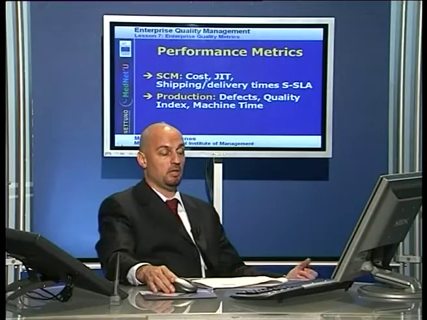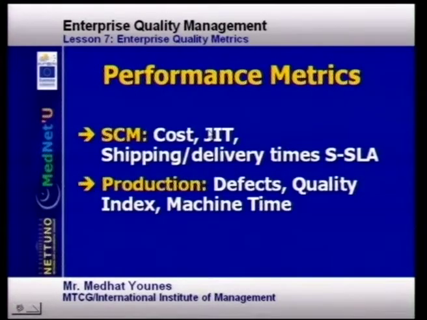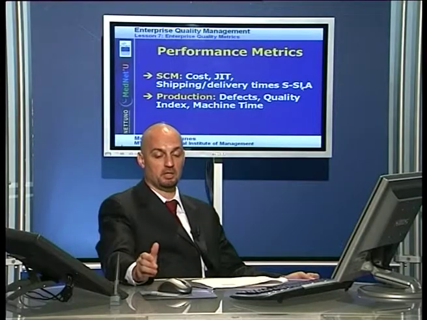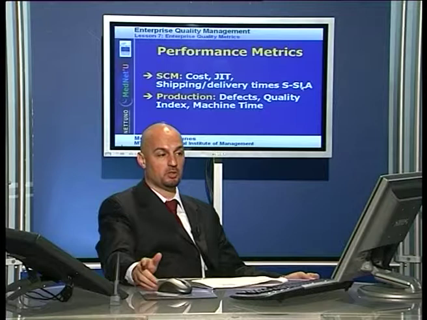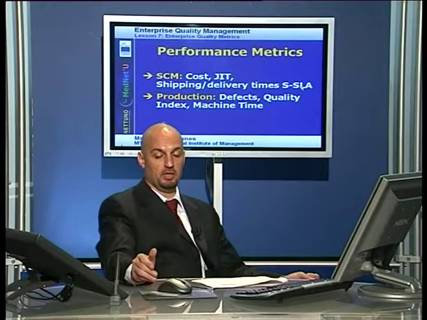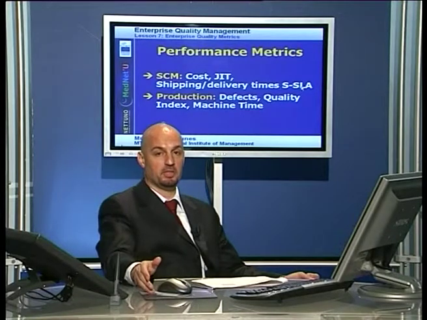Other performance metrics to measure the enterprise business performance in the area of supply chain management include the cost of your products, just-in-time parameters, the shipping and delivery times, as well as the supplier service level agreements. Just a reminder that although we mentioned what SLA means, supplier service level agreements means that if you contact your supplier for a problem, how much time do they take to respond to you? That's one. The second element of a service level agreement is, once they know about the problem, how long does it take for them to resolve it?